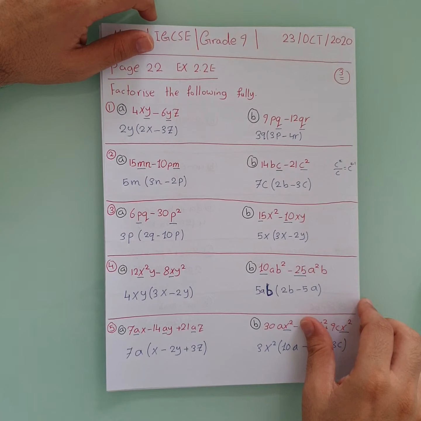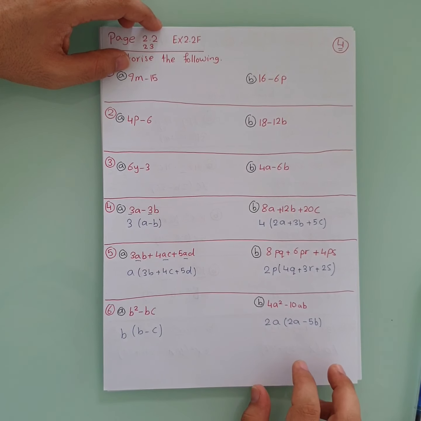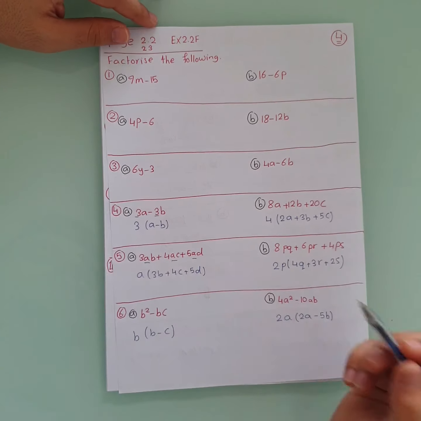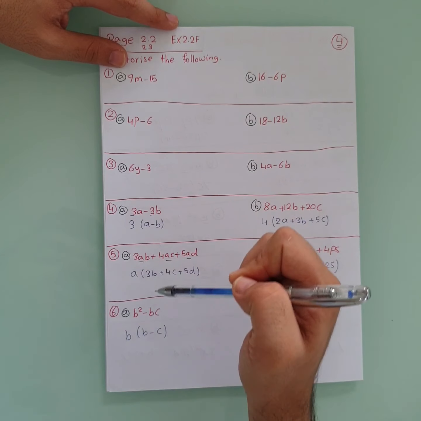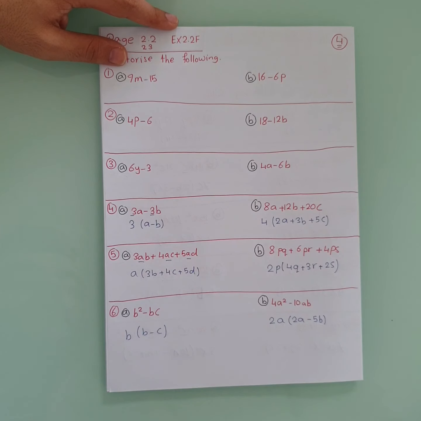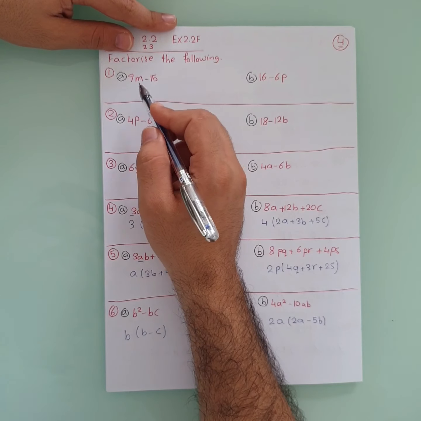Now, if you go for exercise 2.2f, it is actually an overall set of questions, mixing cases where we have only letters, only numbers, or both letters and numbers as common factor. It's like a revision for you. I will solve questions 1 to 4, and questions 5 to 10 are already solved. You can check how they've been solved. So let's quickly solve the first questions.